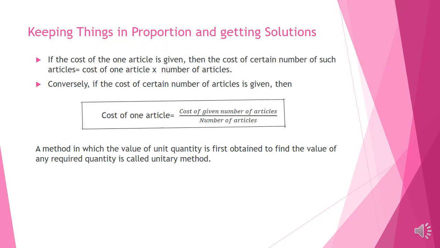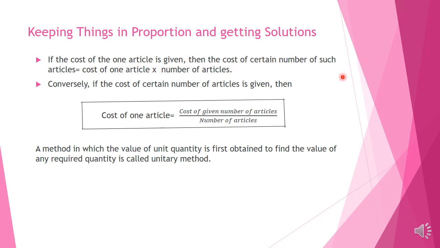Keeping things in proportion and getting solutions. Children, if the cost of one article is given, then the cost of a certain number of such articles is equal to the cost of one article into the number of articles. For example, children, suppose the cost of 1 pen is 10 rupees.